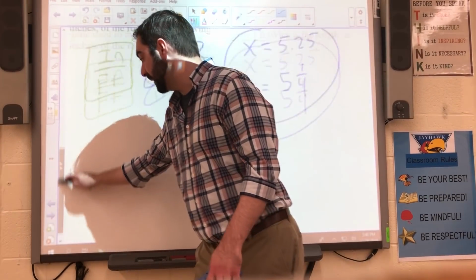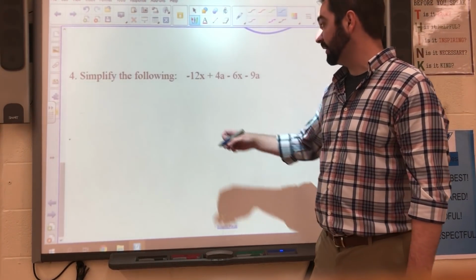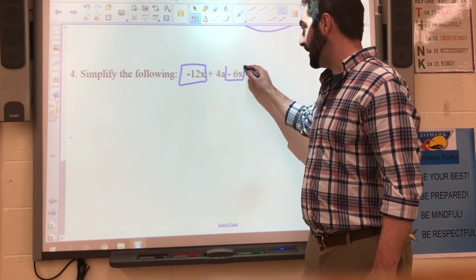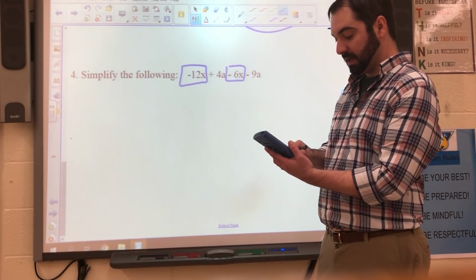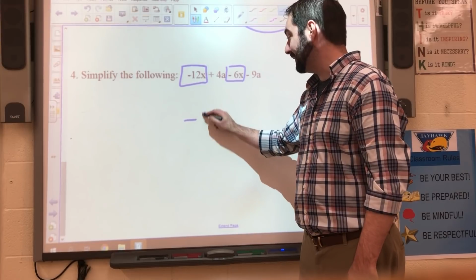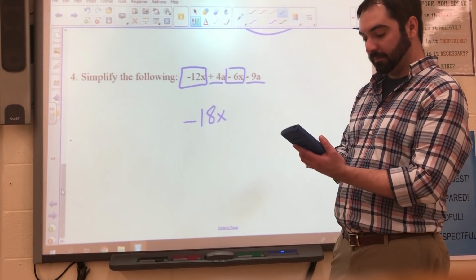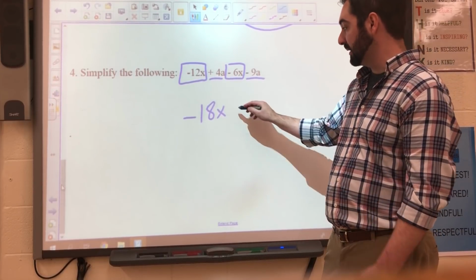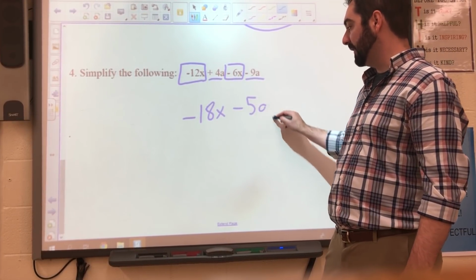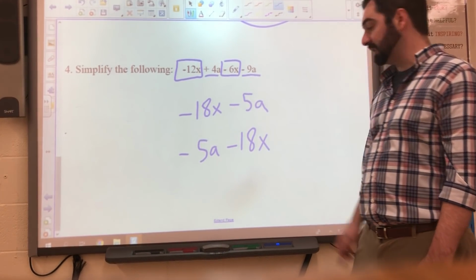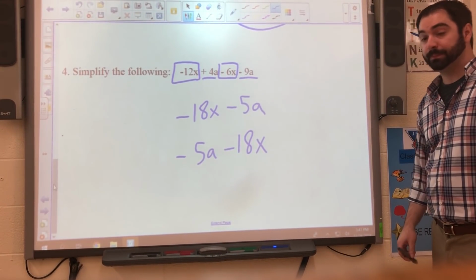Number three, combine some like terms. Again, using our calculator, we have -12x minus 6x, so -12 minus 6 gives us -18x. Then we have +4 minus 9. 4 minus 9 in a calculator is going to say -5, -5a. Again, you could have it rewritten the other way, -5a minus 18x. Either answer would be acceptable.